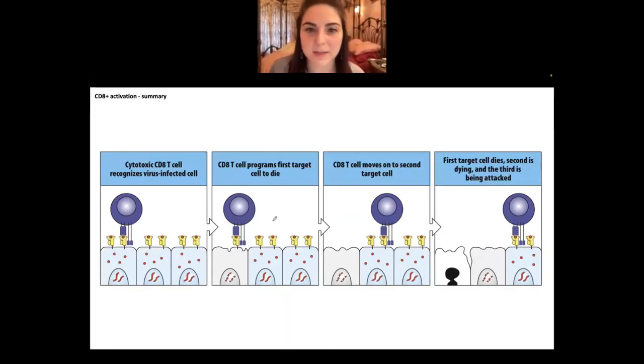Okay, so that's CD8 positive T cell activation. Here's another example of it. Here's a CD8 positive T cell that comes over to MHC class 1 with the antigen in it, and it's going to tell this one cell, hey, you need to die. But all of these are presenting viral antigen, so it's going to go one by one to kill all of these, and so forth.